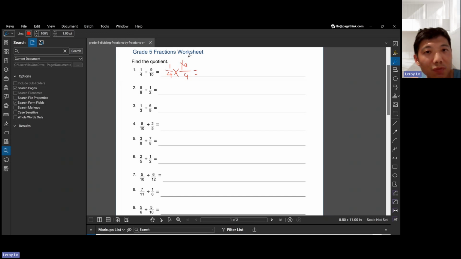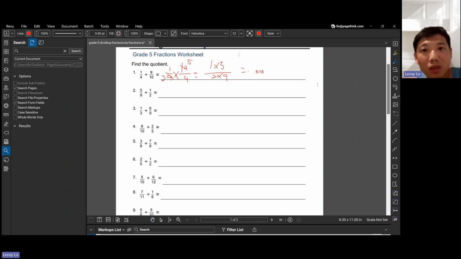So let's do it now. You cancel 2 out on the top and you cancel 2 out on the bottom. So you got this. Now you use 1 times 5 and then 2 times 9. So you will get 5 over 18 for this answer.